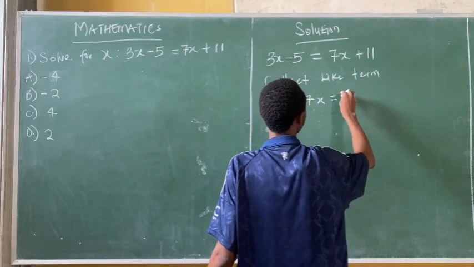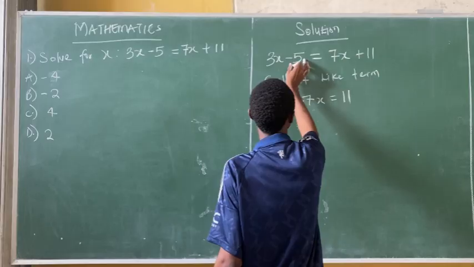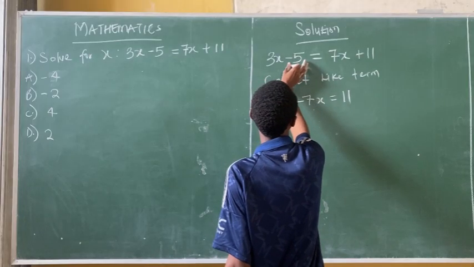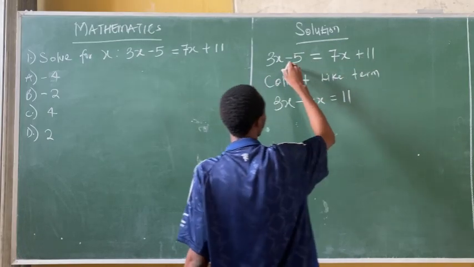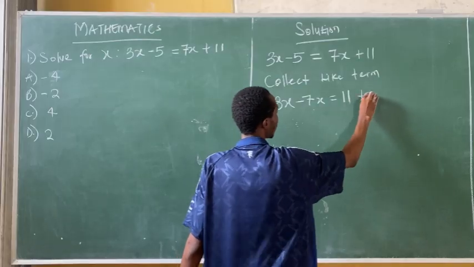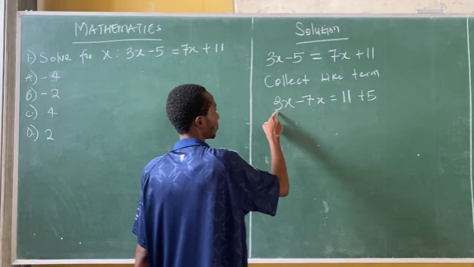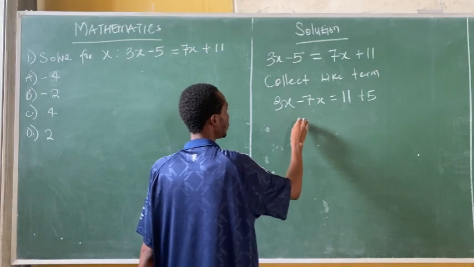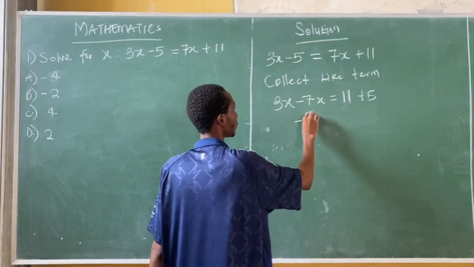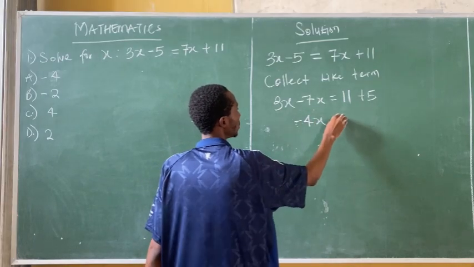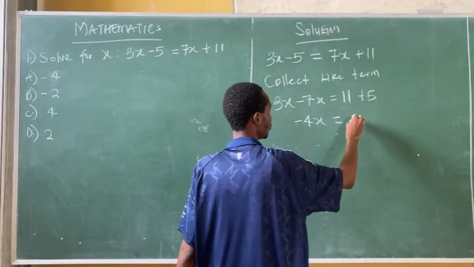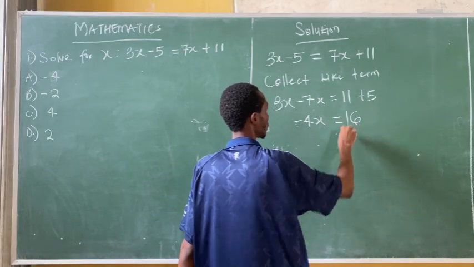What is left here? 11. We have minus 5 here. When we bring minus 5 from this side of the equation to this other side, it changes from minus 5 to plus 5. 3x minus 7x will give us what? Minus 4x is equal to 11 plus 5 will give us what? 16.